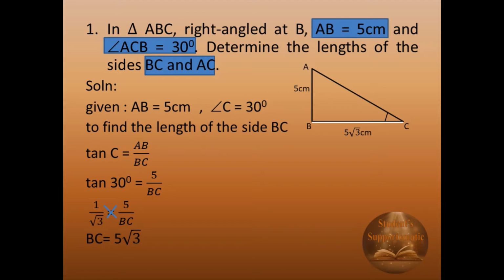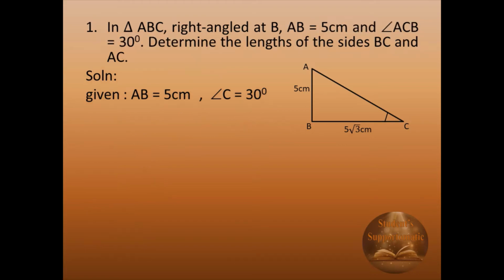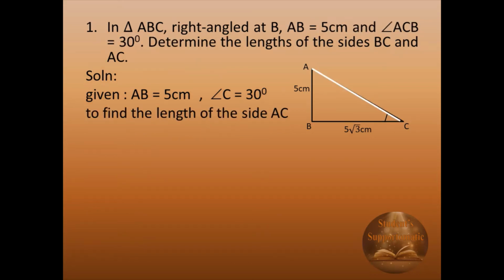So next we will find the side AC. So AB and AC is given. To find the length of the side AC, sine C is equal to AB by AC. Now we have to consider the side AC, so we are taking AB by AC. AB is opposite and AC is hypotenuse. So that is what? Sine C. We can also take cos C, but for simplification we will take sine C. Sine C is equal to opposite by hypotenuse, that is AB by AC.